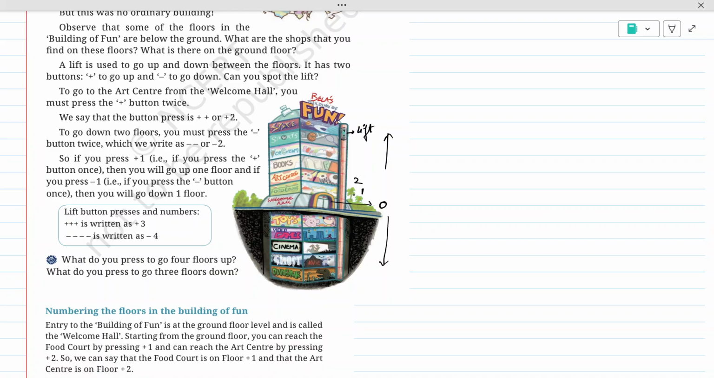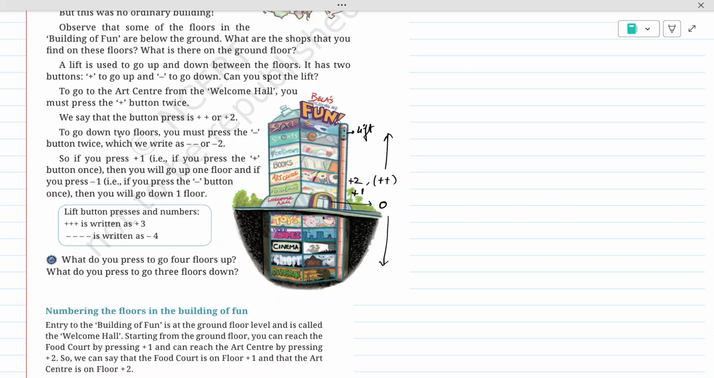So if I press this plus button once, I will reach the first floor. If twice, then we will reach the second floor. To reach here, we have to press this button twice, plus 2 times. We can say that the button press is plus plus or +2. So same thing I have written here.